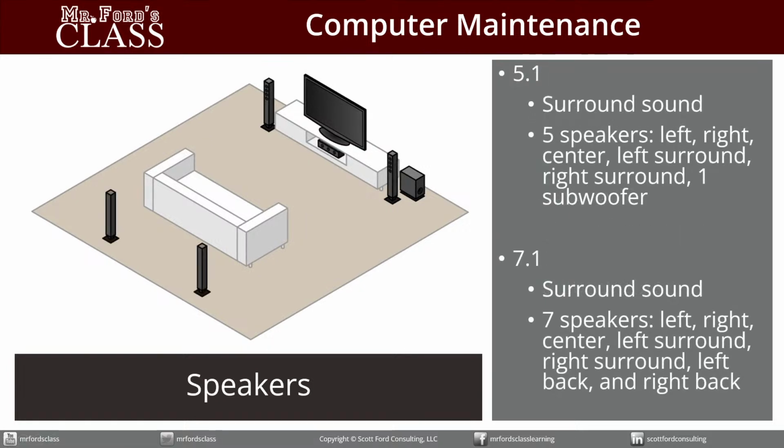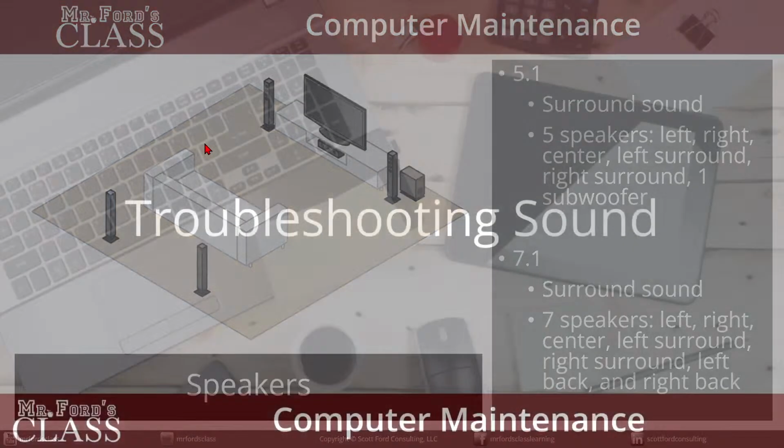You can have a 5.1. A 5.1 begins you into the world of surround sound. You have 5 speakers. You have a left, right, center, left surround, right surround, and of course that .1 is the subwoofer. You can have a 7.1. This is also surround sound. You have 7 speakers, a left, a right, a center, a left surround, a right surround, a left back and right back, and of course a subwoofer.